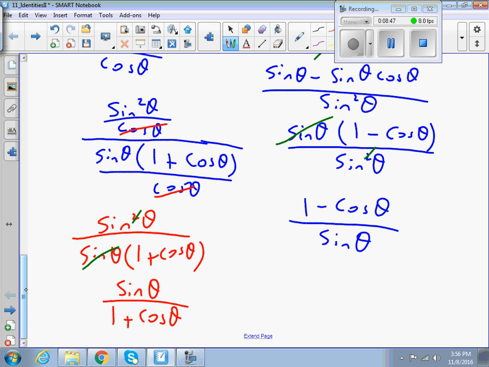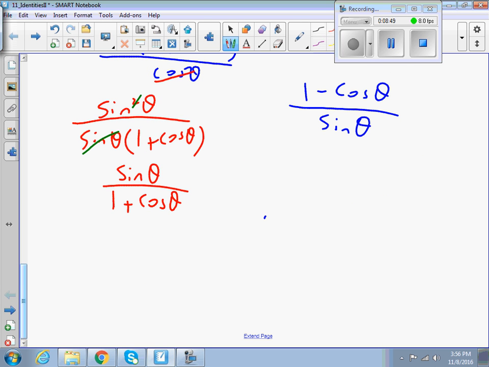Now let's compare what we have. On the left side, I have sine theta over 1 plus cos theta, and on the right-hand side, I have 1 minus cos theta over sine theta. Not quite the same. So does it mean we made a mistake? Does it mean this is not an identity? What does it mean? Well, it doesn't mean either of them. It means that we might need to do some more stuff before we can prove that this identity is actually correct.